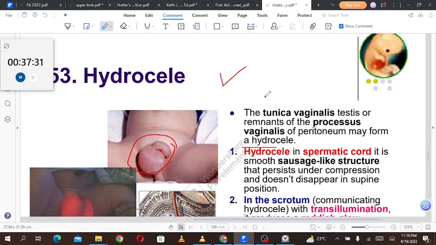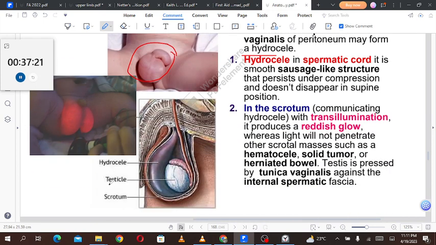If that remains patent, it can cause the peritoneal fluid to enter the scrotum, and that will result in the hydrocele. Or in another condition, if the epithelium of the tunica vaginalis, so this is the epithelium of the tunica vaginalis, starts producing an excessive amount of fluid due to some reason, there will be hydrocele.